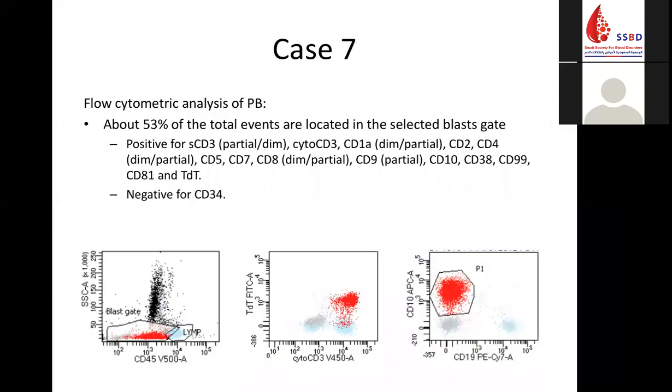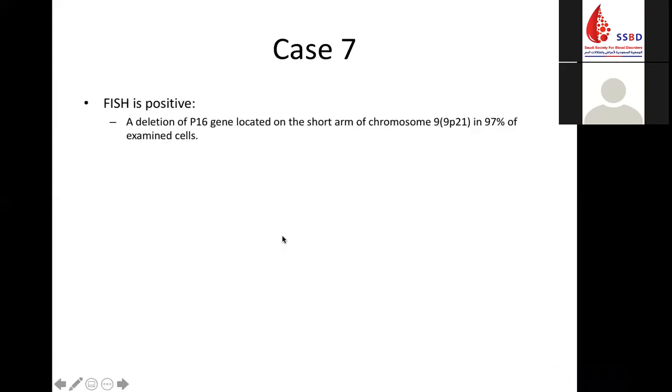And the flow cytometry shows 53% total events in the blast gate. They are with a T cell phenotype with cytoplasmic CD3, surface CD3, CD1a, 2, 4, 5, 7, 8, 9, 10, 38, 99, 81, and TdT. CD34 is negative in this case. The FISH detected the p16 deletion, chromosome 9, and I think it was also confirmed by karyotype, and the patient was diagnosed as T lymphoblastic leukemia.